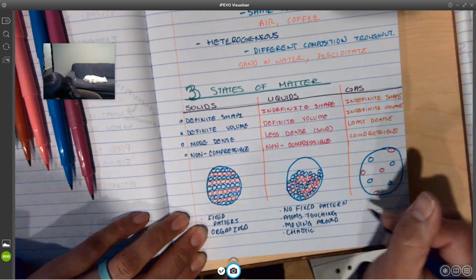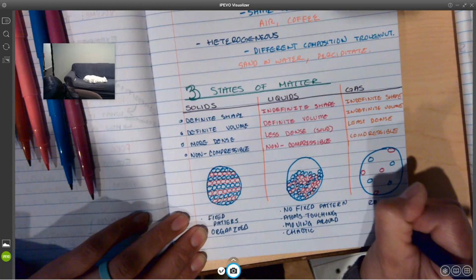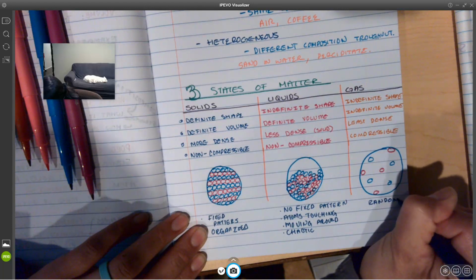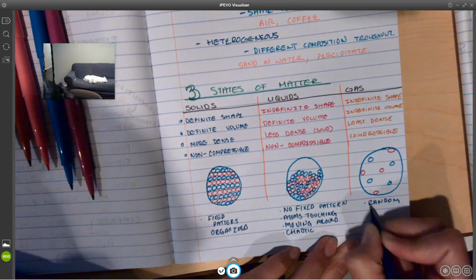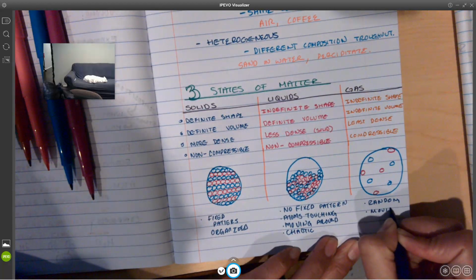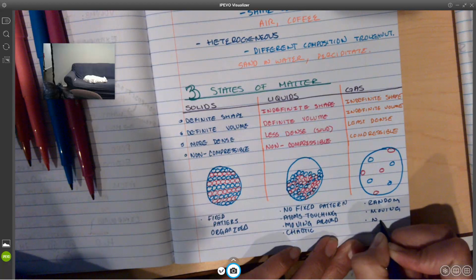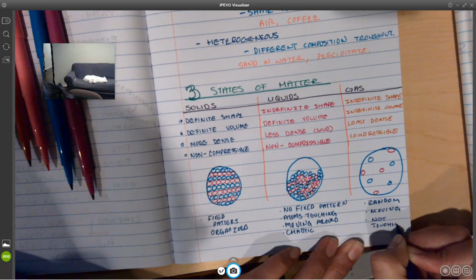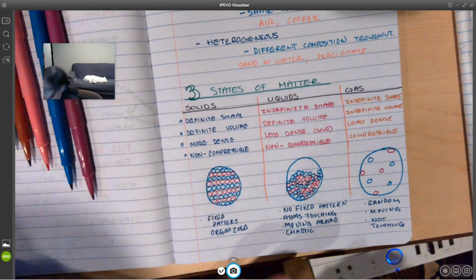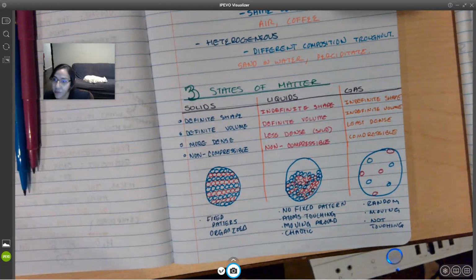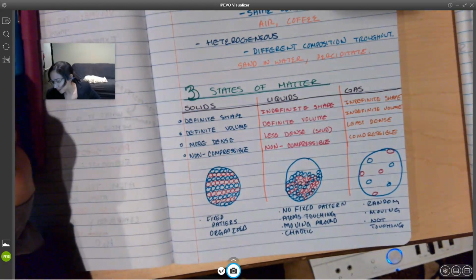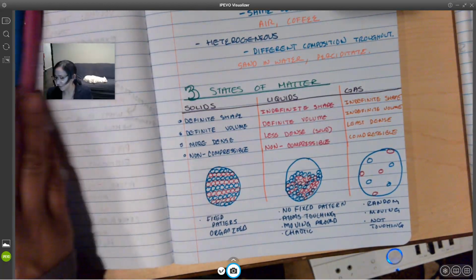And finally, we have the gas, and the gas is random motion. So just random, right? So the molecules are moving. And you'll notice that the atoms are not touching. So those represent our 3 states of matter.